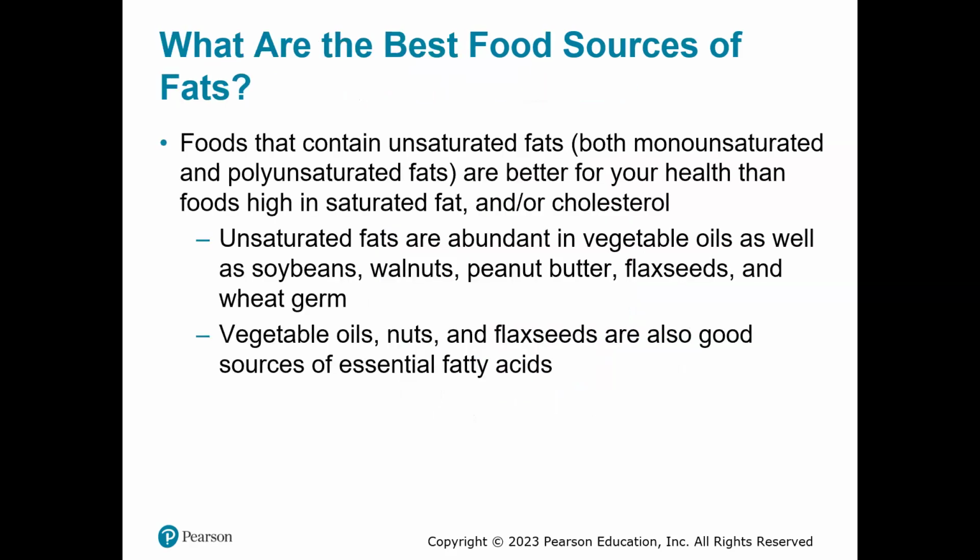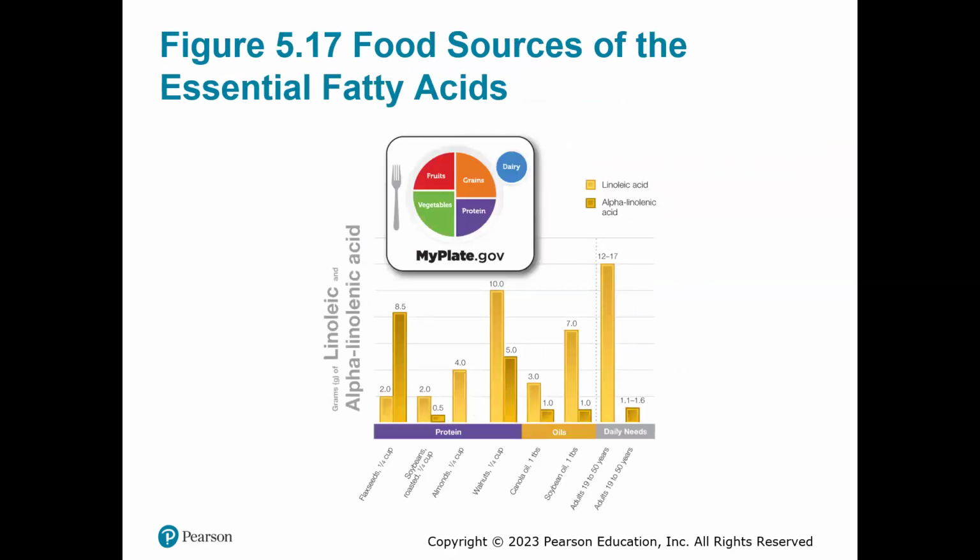All right. So what are the best sources of fat? Anything that has a lot of unsaturated fat in it, so again, primarily plant-based sources. Unsaturated fats are abundant in vegetable oils, soybeans, walnuts, peanut butter, flaxseed, wheat germ. Vegetable oil, nuts, and flaxseed are also great sources for our essential fatty acids. So we want to get more plant-based sources of fat than animal-based sources of fat. Animal-based sources of fat are much higher in saturated fat than plants are. And this shows you for both linoleic and alpha-linolenic acid some dietary sources, what we need, and what are good sources of those.